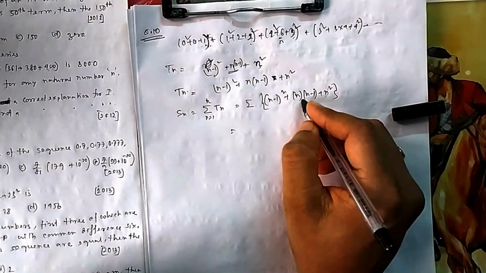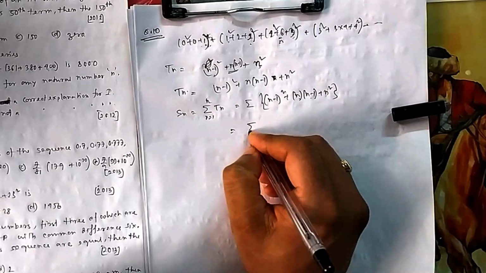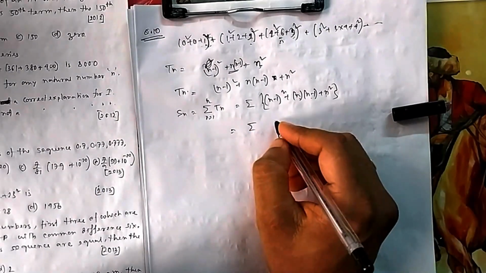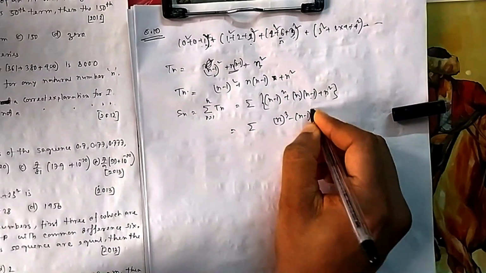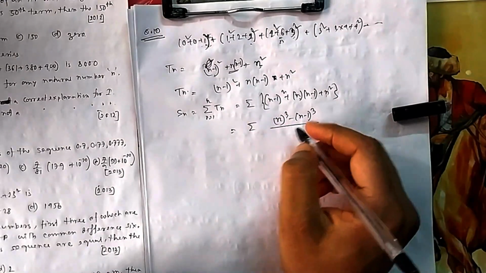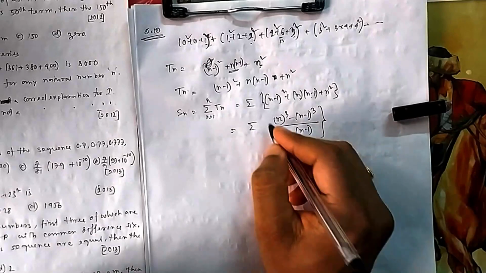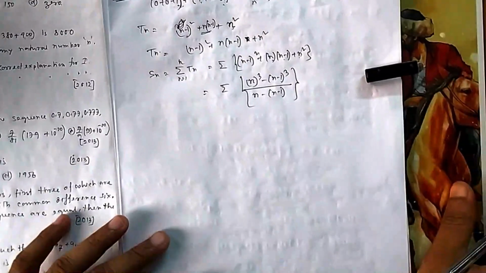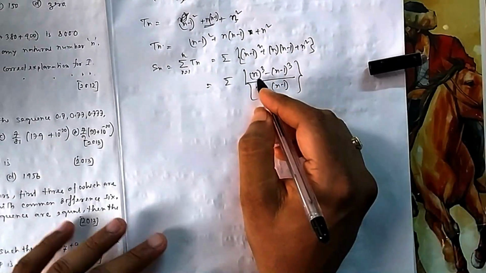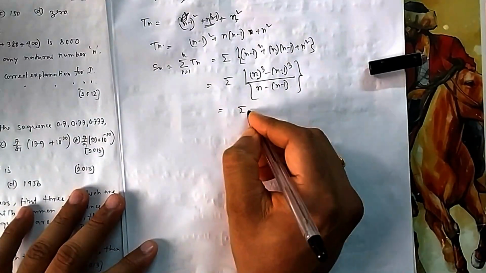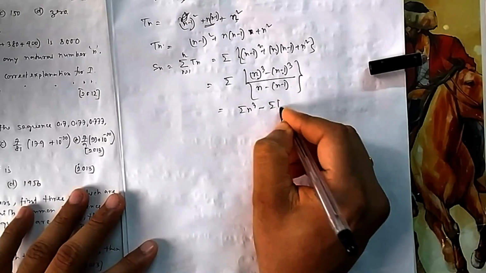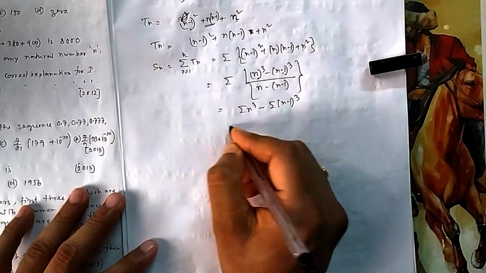This you can see it is a square plus ab plus b square. So what you can write is a cube minus b cube by a minus b. So you can write it as n cube minus n minus 1 whole cube. That will make your life a little bit easier, because you have the formula for n cube, and this one is getting cancelled, this one is 1, so it is summation n cube minus summation n minus 1 whole cube. I think you know this formula.